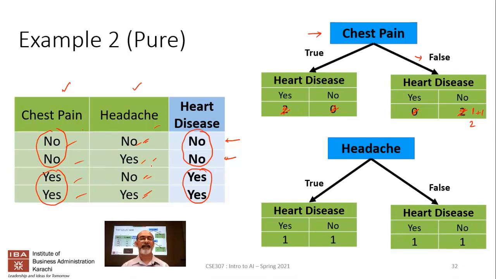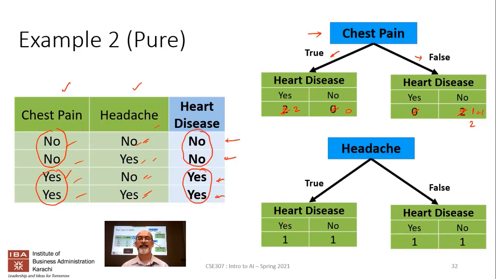The third case is now when it's true. So when chest pain is a yes, we're going down this path. And in both these cases, the heart disease is a yes. So we'll have 2 yeses over here and 0 no's over here. So is it clear how we're filling out the table?